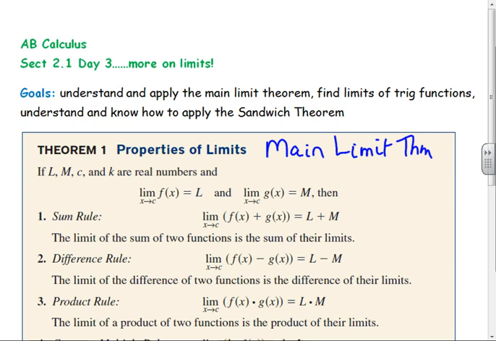Not going to do the sandwich theorem, and we'll get your test and go over some key points that were missed. Now, one thing I want to do before I do this is talk about distributive properties.